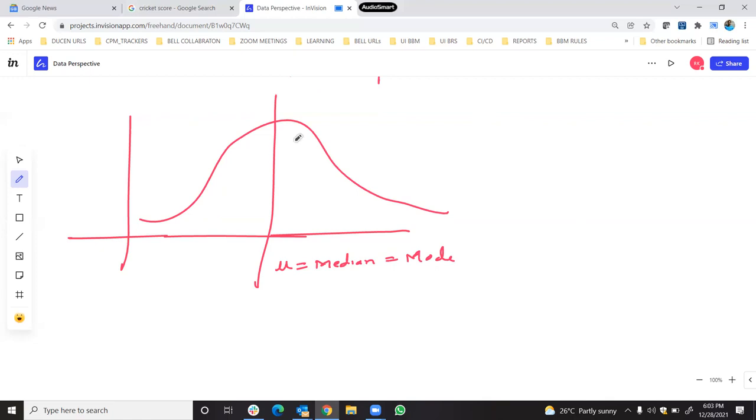But then this does not give you everything. Only mean, mode, median, when you are comparing two different data sets, doesn't give you a perfect insight. You could have two different data sets, but still have the same mean, right?